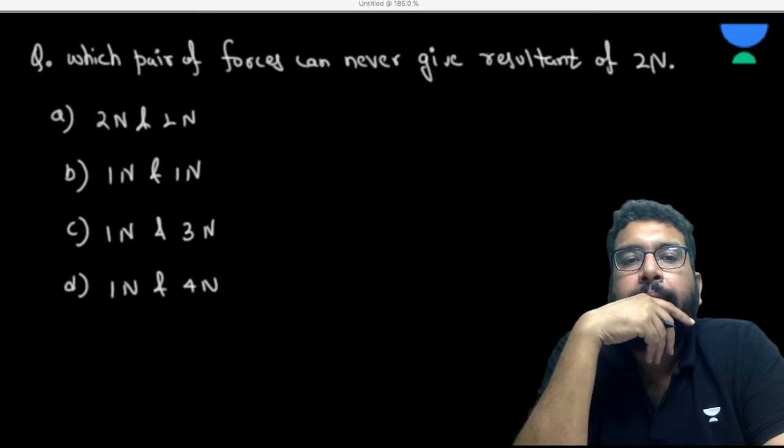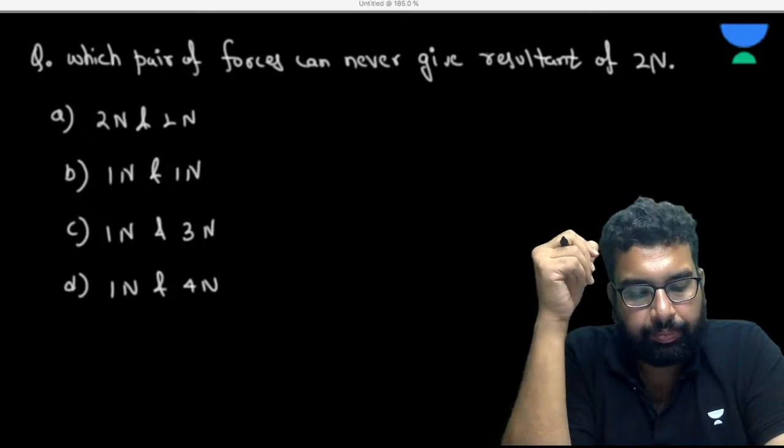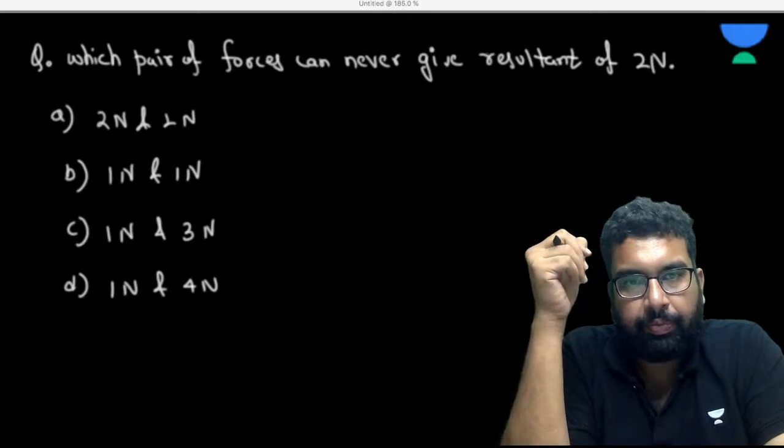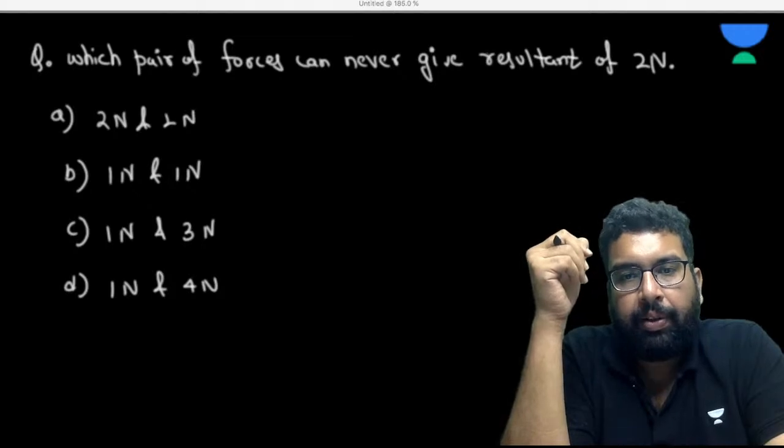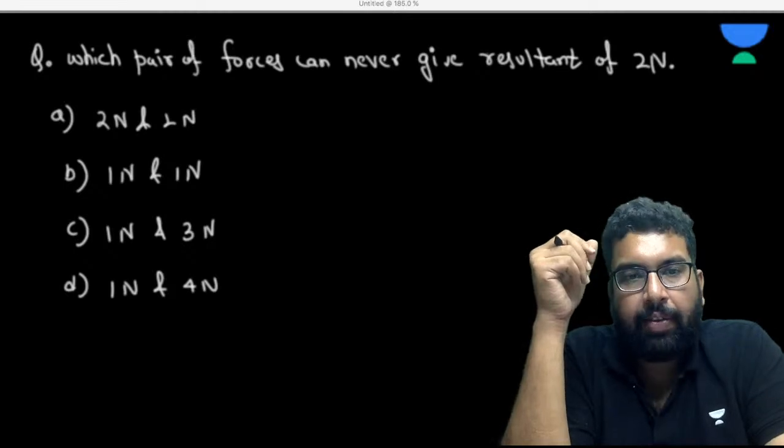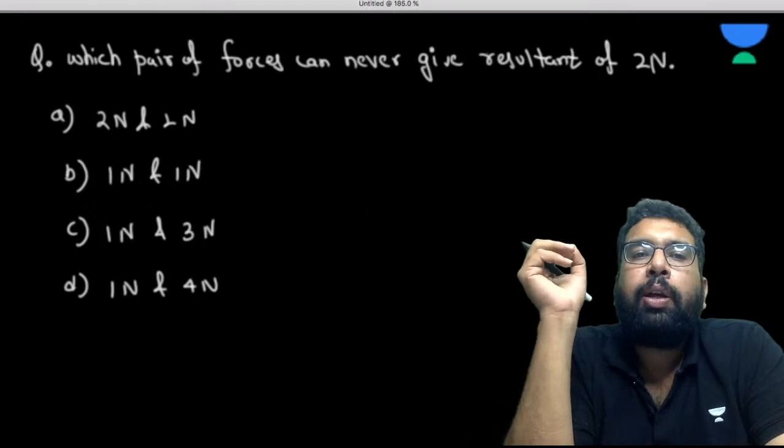Can you please answer it? Please try to do that. I'm very, very sure we can do it. Very easy, no? Very, very easy. Now, please observe which pair of forces can never give a resultant of 2 Newton.